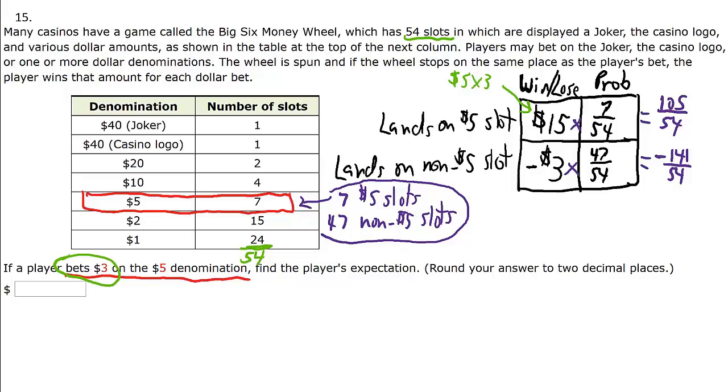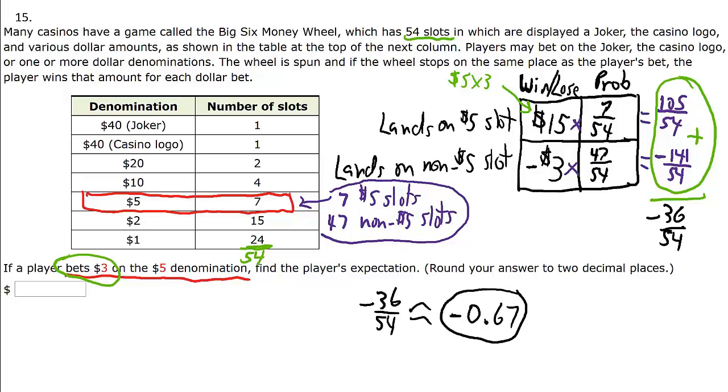So the next thing I want to do is add up that new column that I just created. Of course, if you add a negative, it's like subtracting. So 105/54 minus 141/54 is negative 36/54. And now I'm going to change that to a decimal and round it to 2 decimal places. That comes out to be negative 0.67. So about a 67-cent loss. So when this player plays this game over and over again, on the average, the player can expect to lose about 67 cents each time he plays this game with a $3 bet.